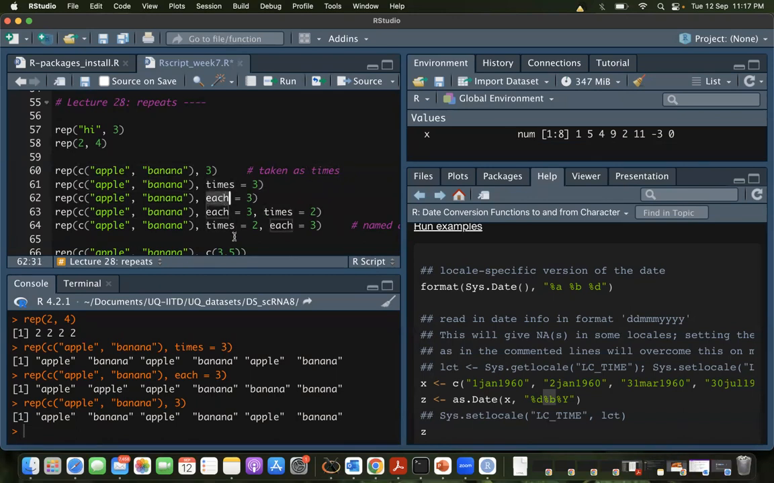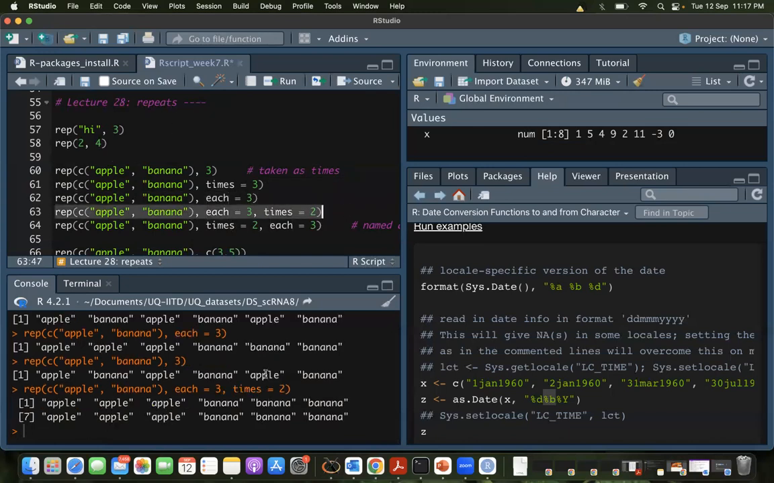Okay. And sometimes you may want to do both the things, right? You may want to repeat each of the things sometimes and then repeat the whole thing multiple times. Okay, so let's say if I have to do that, what is the order that's going to be followed? So first it's going to do each. Okay, this each part is going to be executed first. So it's going to say apple, apple, apple, and then banana, banana, banana. And then it's going to repeat that twice. So the first part and then that part repeated.